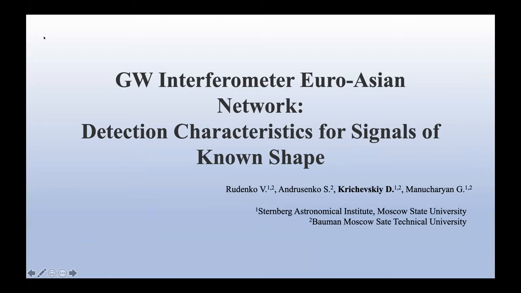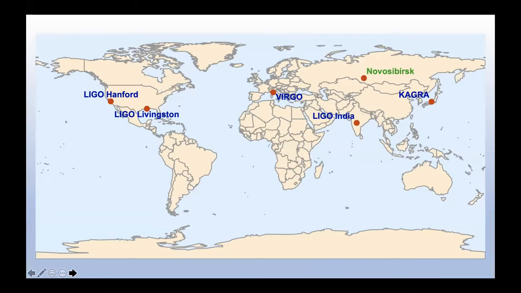Dear participants, my name is Daniel Kruchevsky, and today I'm going to speak about a conceivable Euro-Asia network of gravitational detectors. On this map, we can see detectors which are already in operation or planned. Today, Russia is actively discussing the possibility of building a detector near Novosibirsk, a city which is an important scientific center in Siberia.